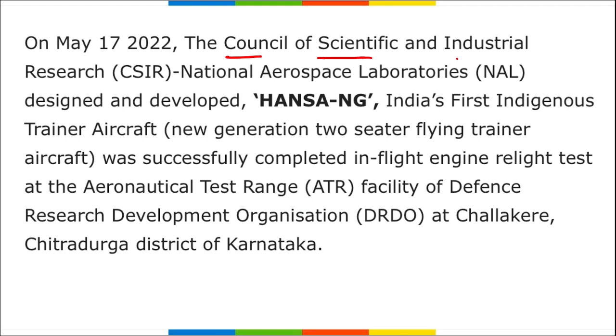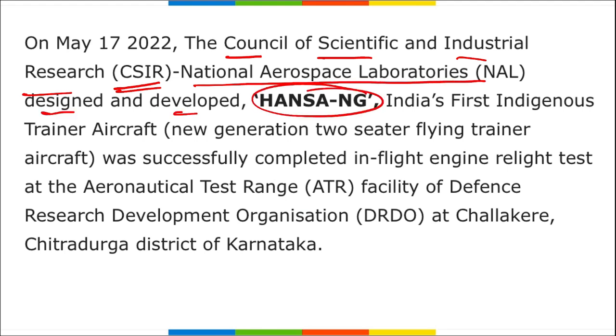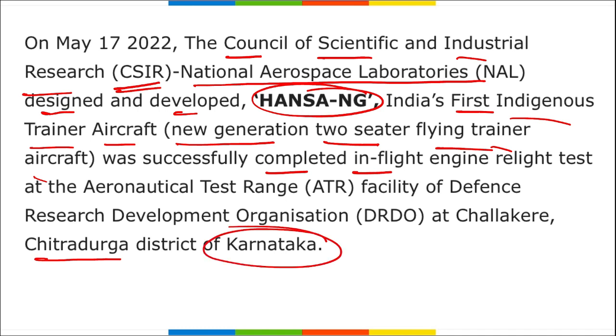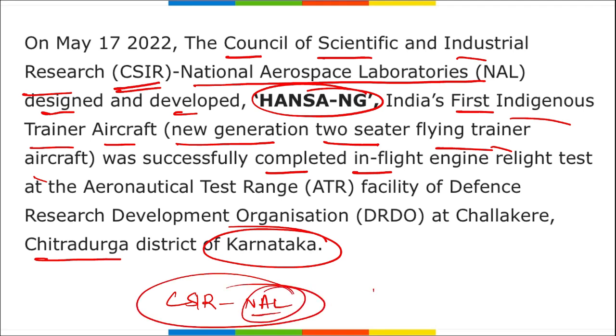So the Council of Scientific and Industrial Research, that is your CSIR, and its department, that is your National Aerospace Laboratories, designed and developed this Hansa NG, that is India's first indigenously developed new generation two-seater flying trainer aircraft that has successfully completed the in-flight engine relight test at the aeronautical test range facility, that is at DRDO at Chitradurga district of Karnataka. So directly remember, it was the CSIR department, and the department is NAL that designed and developed this Hansa NG. This is the thing I want you to remember.